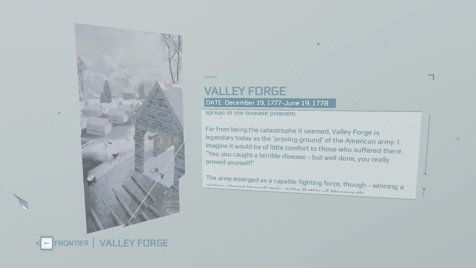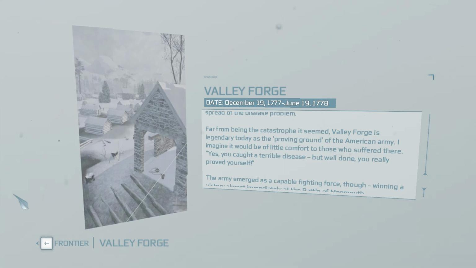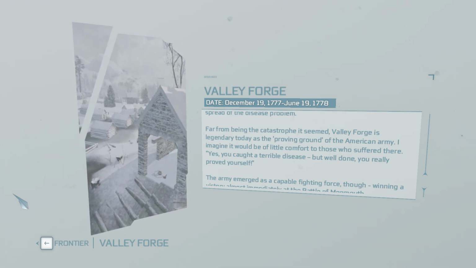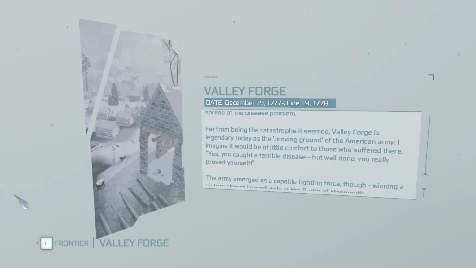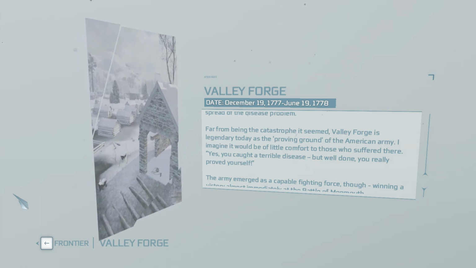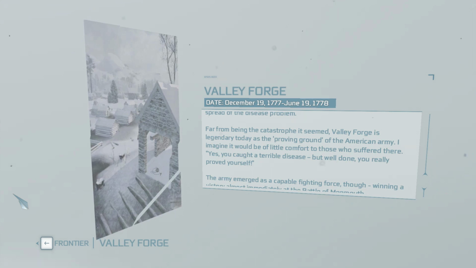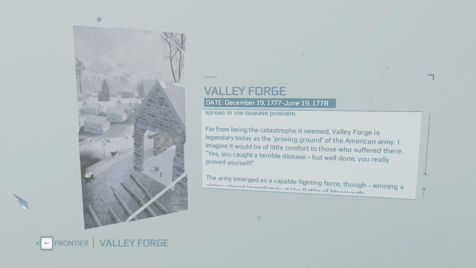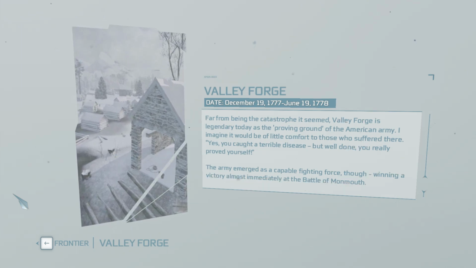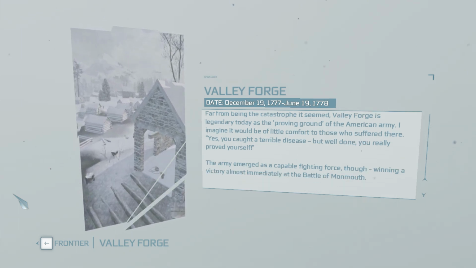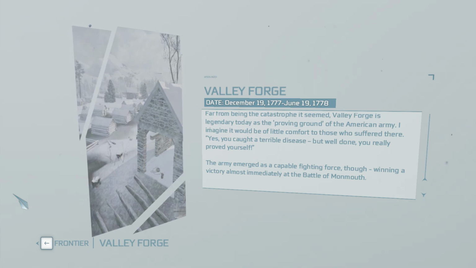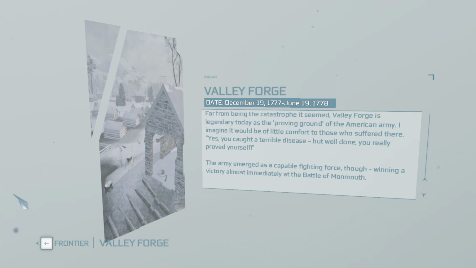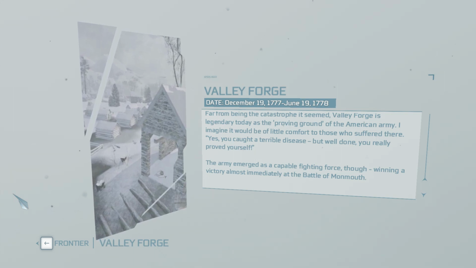Far from being a catastrophe, it seemed, Valley Forge is legendary today as the proving ground of the American Army. I imagine it would be of little comfort to those who suffered there. Yes, you caught a terrible disease, but well done. You really proved yourself. The army emerged as a capable fighting force, though, winning a victory almost immediately at the Battle of Monmouth.